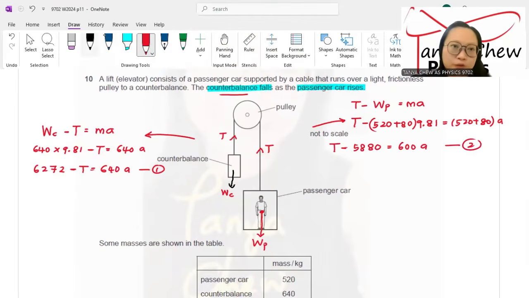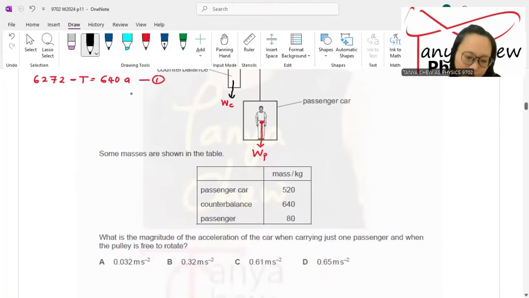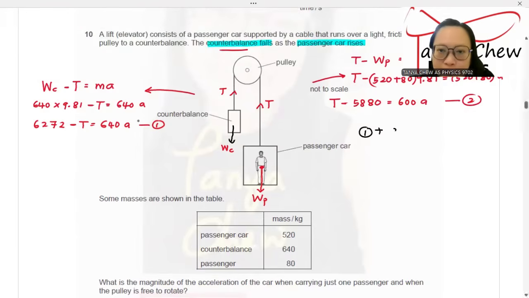Once you get your two equations, this is like simultaneous equations, a little bit of math here. Look at the question. The question asks you to find the acceleration. So to find the acceleration, I need to get rid of my tension, right? So I put equation 1 plus equation 2. When you add it up, you get 6272 plus negative 5880, you get 392. Tension, you just cancel because negative T plus T is equal to 0.